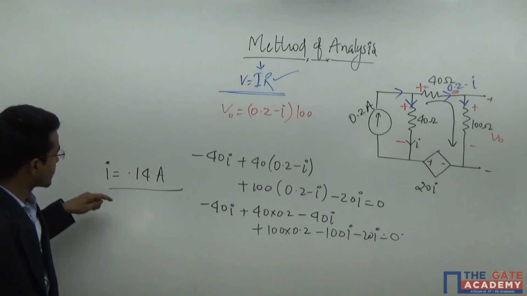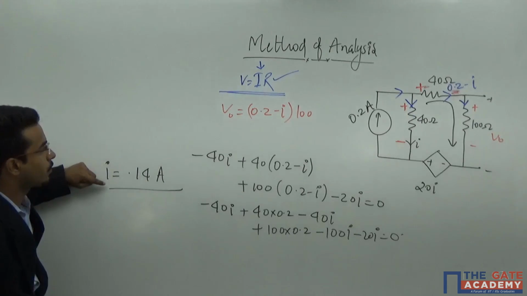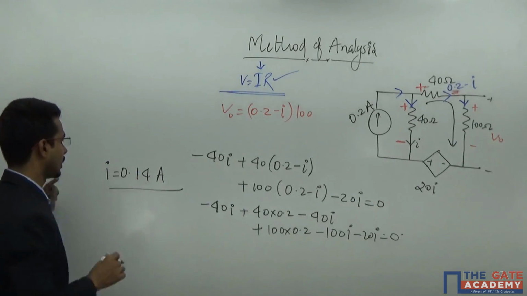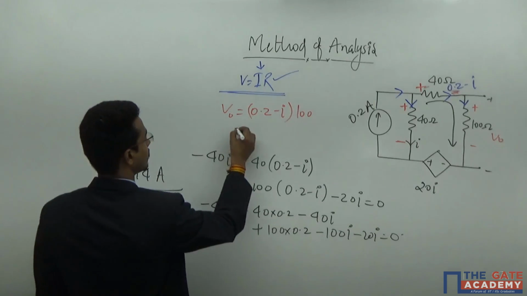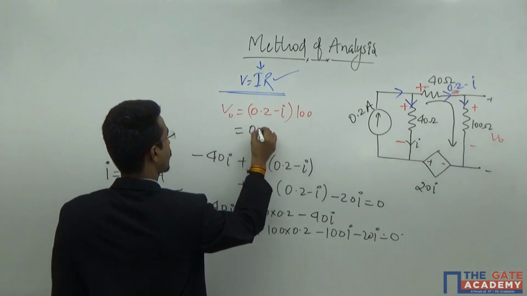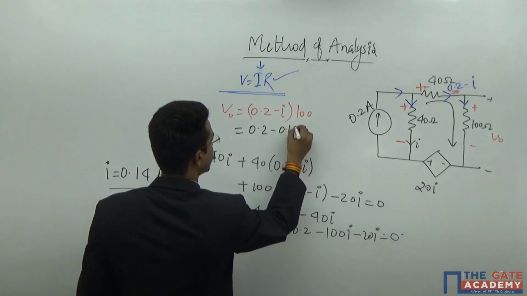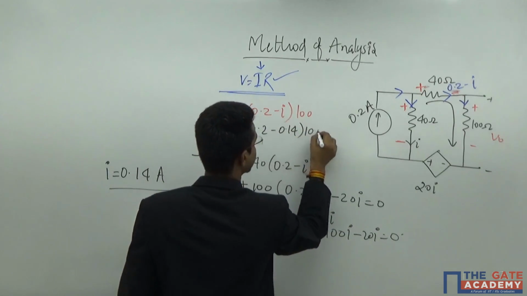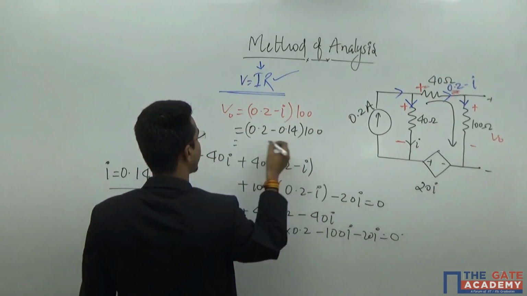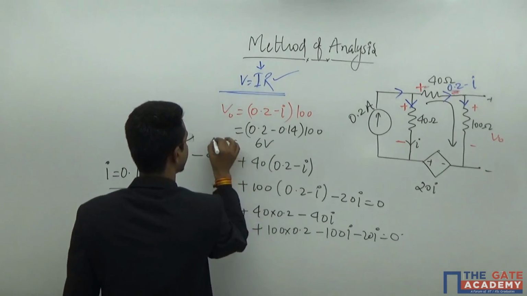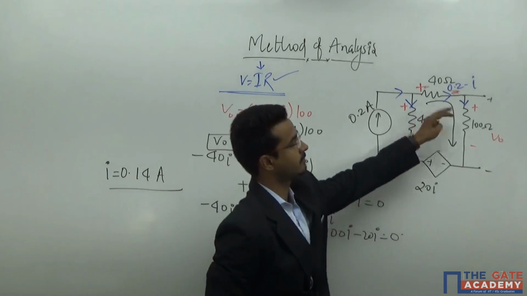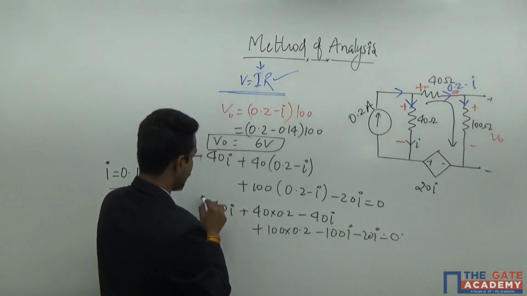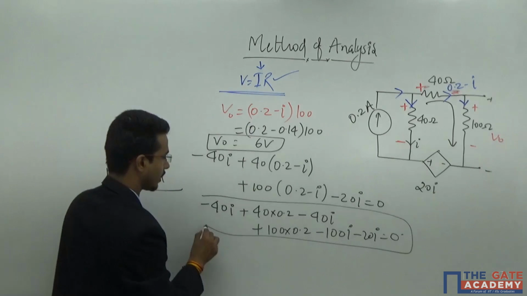Now, as you get the value of I is 0.14, as you put it here, you will get 0.2 minus 0.14, into 100. 0.06 into 100, that means you will get 6 volt. The V0 value is 6 volt. That means I have written only one mesh equation and I got the answer from here.